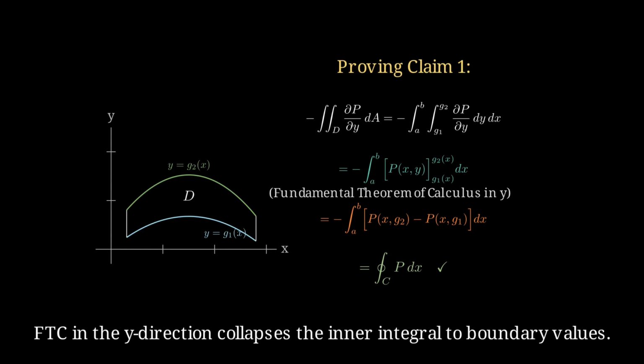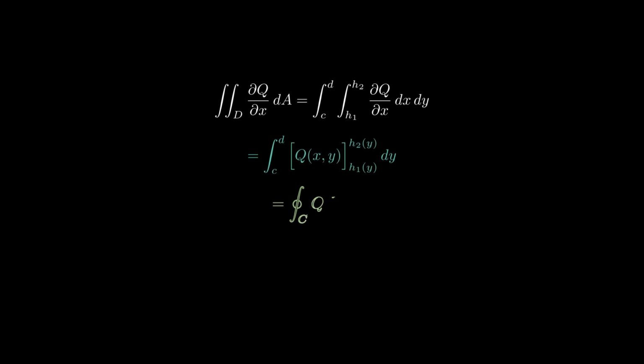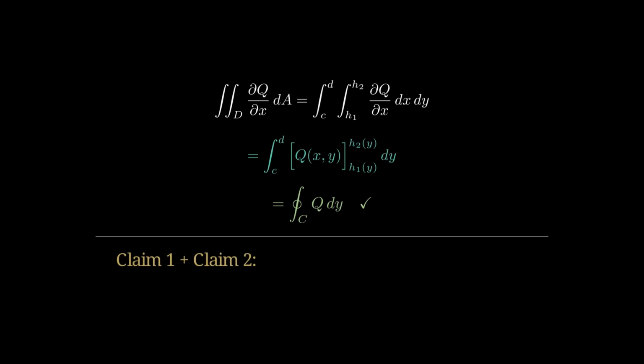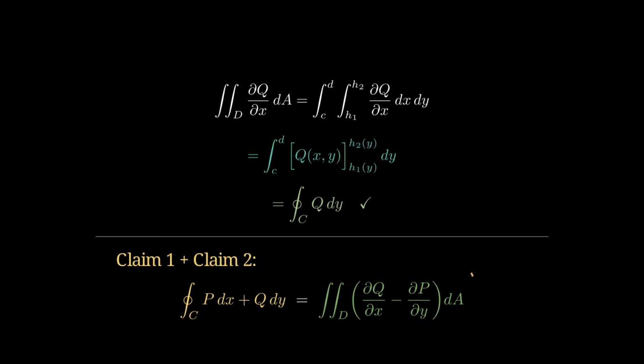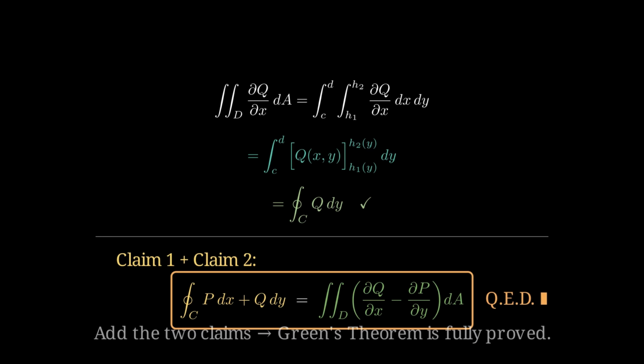Claim 2 is proved in exactly the same spirit, but this time we integrate in the x direction. And again, accounting carefully for the direction of travel along C, this gives us exactly the line integral of Q dy. Claim 2 proved. We add claim 1 and claim 2 together. On the left, the double integral over D of partial Q over partial x minus partial P over partial y dA. On the right, 2 double integrals with the same region, they combine into 1.